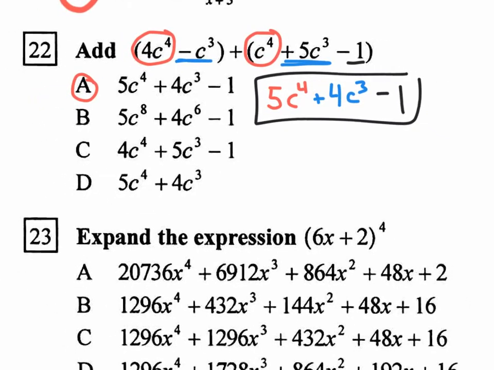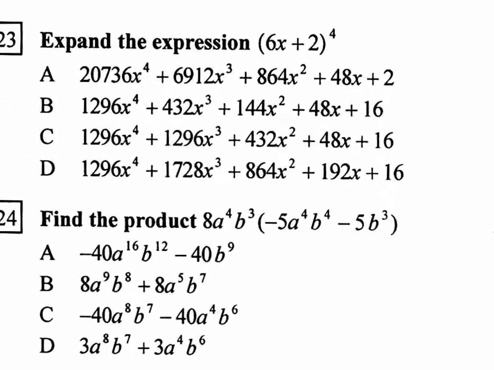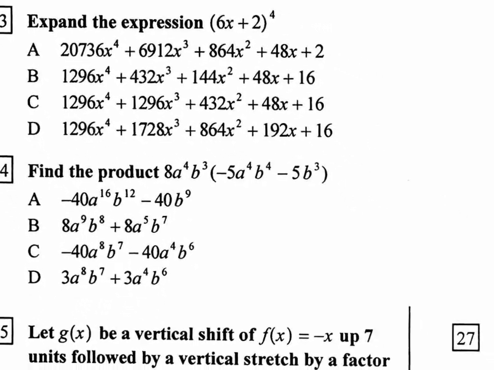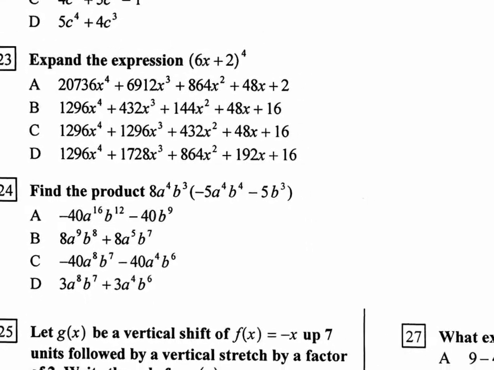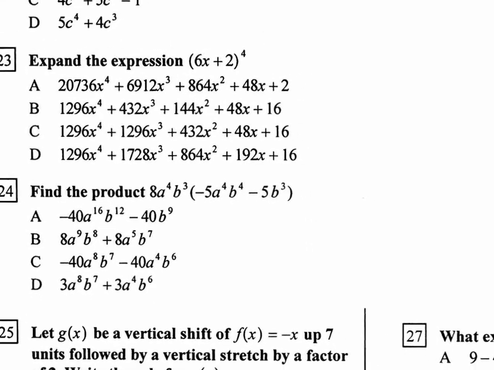Number 23. Expand the expression. Dang. We're going to have to use what? Anybody? Pascal's triangle to the fourth power. Ladies and gentlemen, Pascal's triangle, where do we get that from? It's really a triangle of ones. Then you go 1 plus 1, you get 2, and put the ones on the outside again. And then 1 plus 2 is 3, 2 plus 1 is 3, and you put the ones on the outside again. And then 1 plus 3 is 4, 3 plus 3 is 6, 3 plus 1 is 4, and you put the ones on the outside again. And you keep going as far as you need.